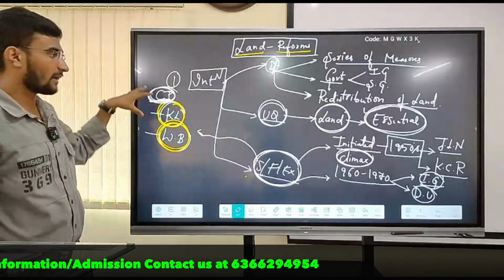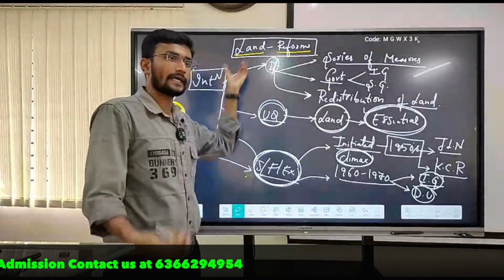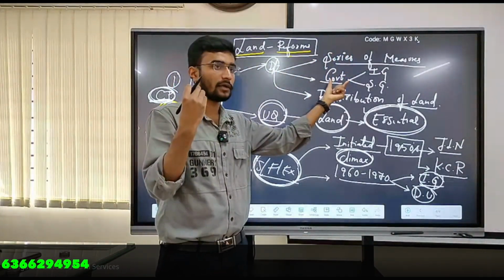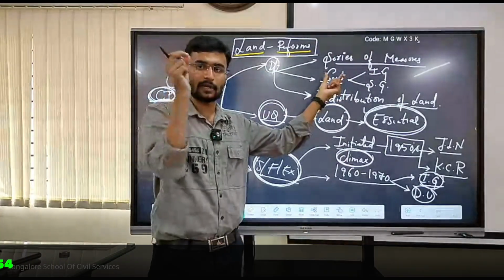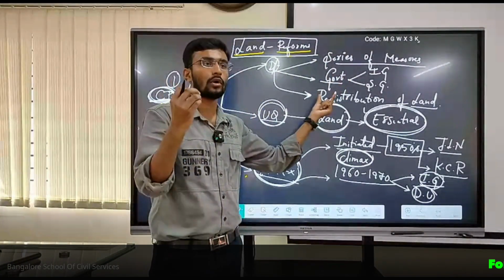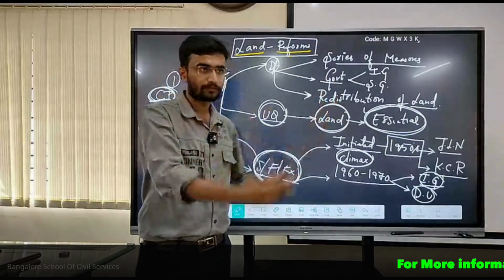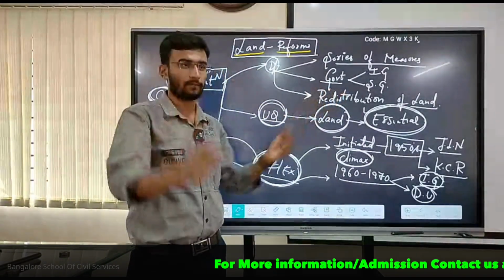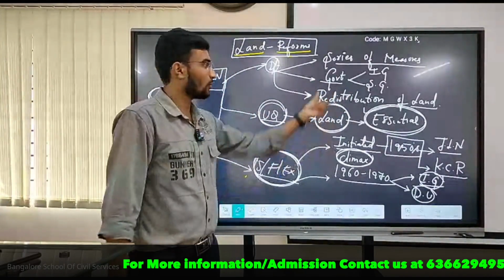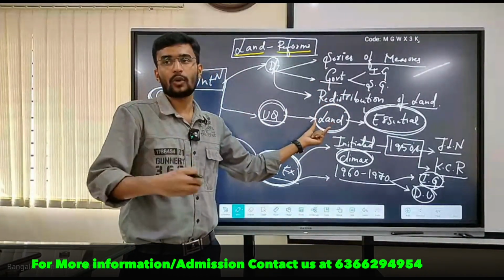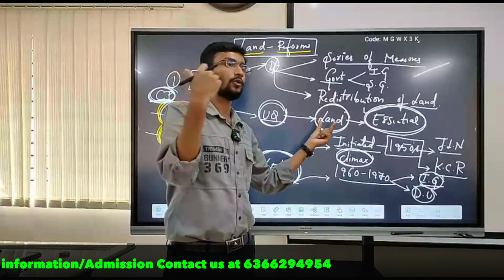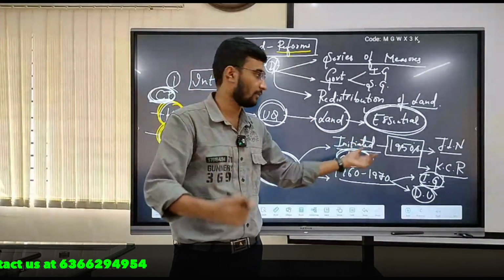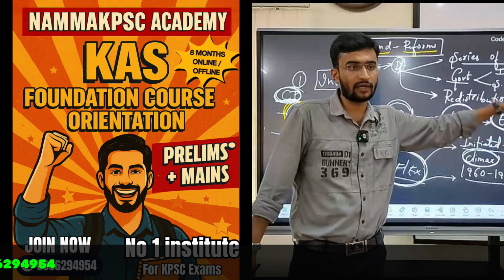Okay. Now this is my first and foremost point, the introduction, the definition. Land reforms is a series of measures taken up by the government, either the Indian government or the state government, to achieve the overall goal of redistribution of land from the rich towards the poor, to achieve our overall goal of rural development. Land reforms were initiated during J.L. Nehru's time, that is during the 1950s.